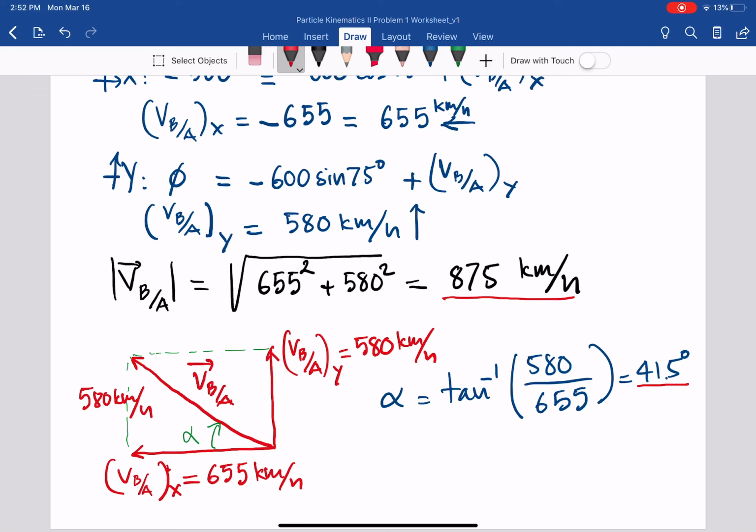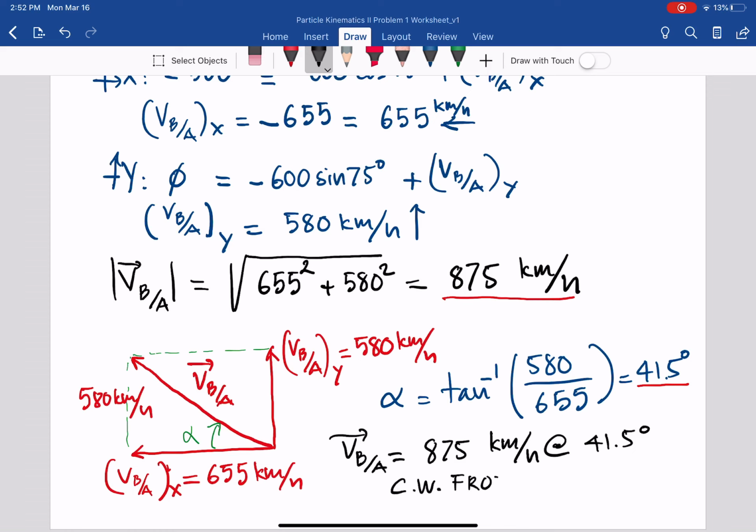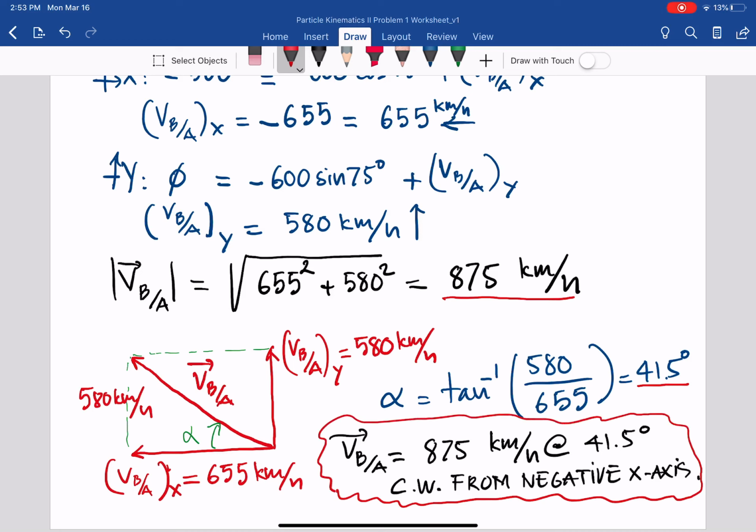So your answer is, you already know the magnitude and you already know the angle, so you can answer: the velocity of plane B relative to A equals 875 kilometers per hour, just like in 2D forces, at 41.5 degrees. And as you can see, this alpha here is clockwise, so clockwise from the negative x-axis. So that is the velocity of plane B relative to plane A, and that is the same answer that we got with the graphical method in the other video.